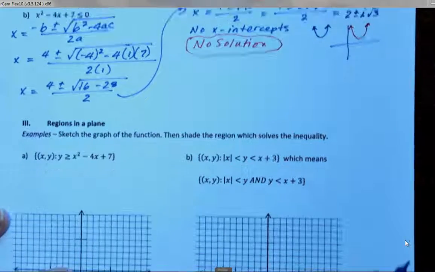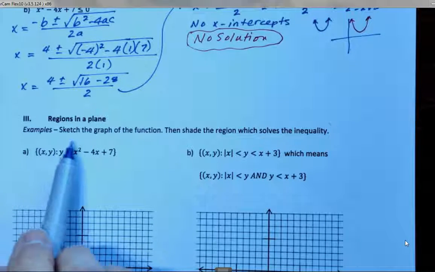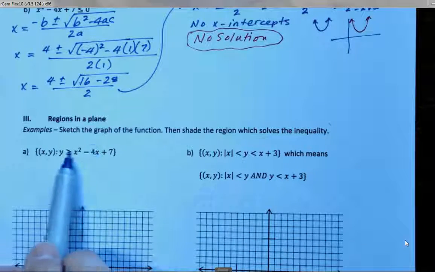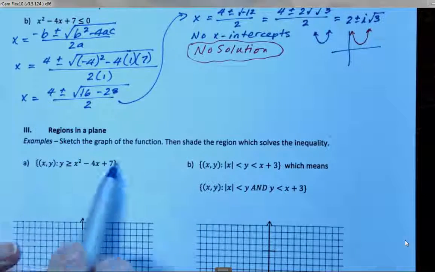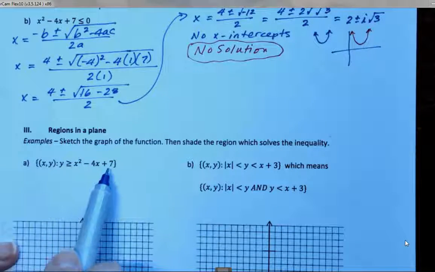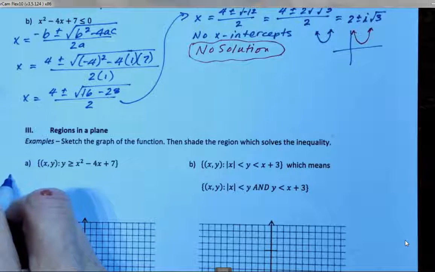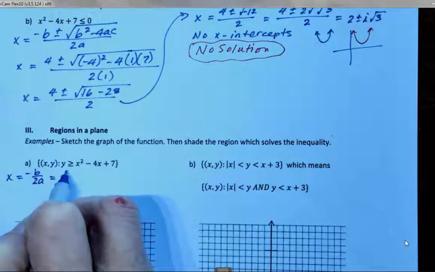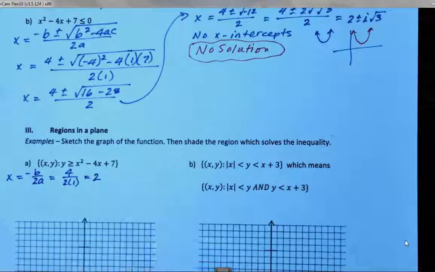The problem down here on the bottom involves sketching a region in a plane, and we're supposed to be shading. You notice right here we have the same function that we had up above. To be able to graph this function, I need to find the vertex and the y-intercept. For my vertex, I'm going to use my vertex formula: x is equal to negative b over 2a, which gives me a positive 4 over 2 times 1, which ends up being 2.